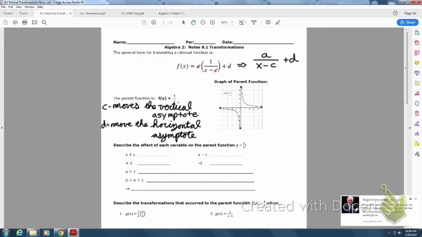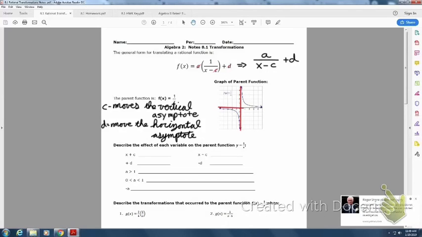Okay, so looking at the parent function, where those would be located is currently just on this one. The vertical asymptote is right on top of the y-axis for this. The definition of that is, because technically it's not part of the graph, you would say it's kind of an imaginary line that these two parts of the graph will get closer and closer to, but they'll never actually touch it.